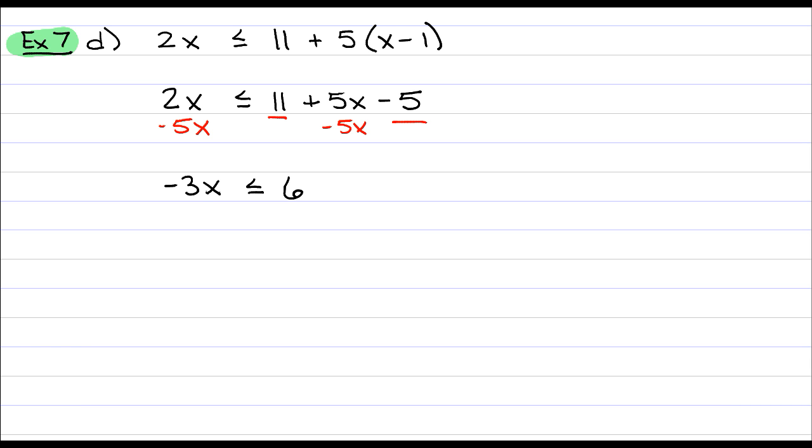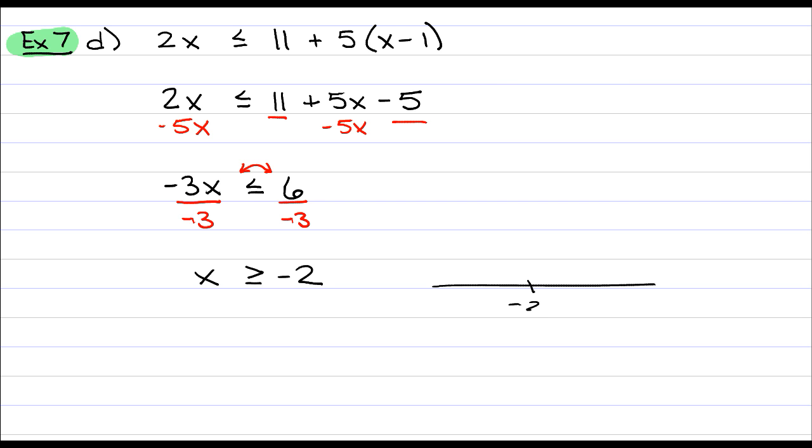So I need to divide both sides by minus 3, which again, since I'm dividing by a negative number, means I flip the inequality, and this leaves me with x greater than or equal to 6 divided by minus 3, which is minus 2.